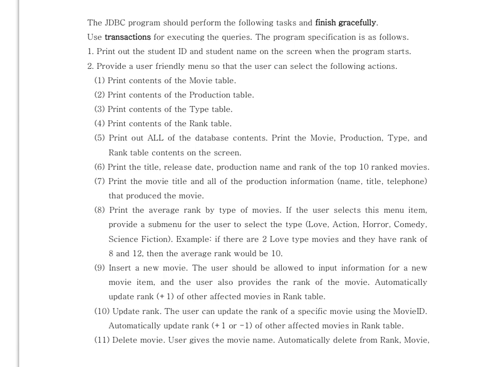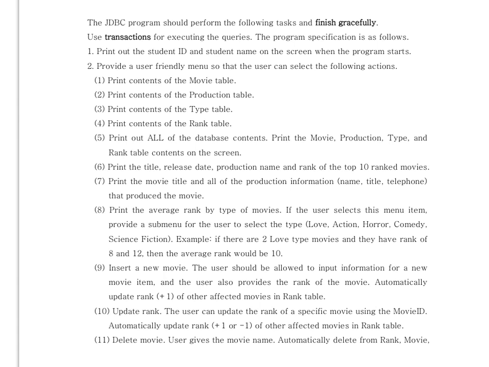When the program starts, you want to print out the student ID and the student name, and there will be several menus. The menu should allow the user to do some tasks. The first menu will be print out contents of the movie table. Second is print out contents of the production table, print out contents of the type table, print out contents of the rank table. And then you want to print out all of the database contents. So print the movie, production, type, and rank table contents.